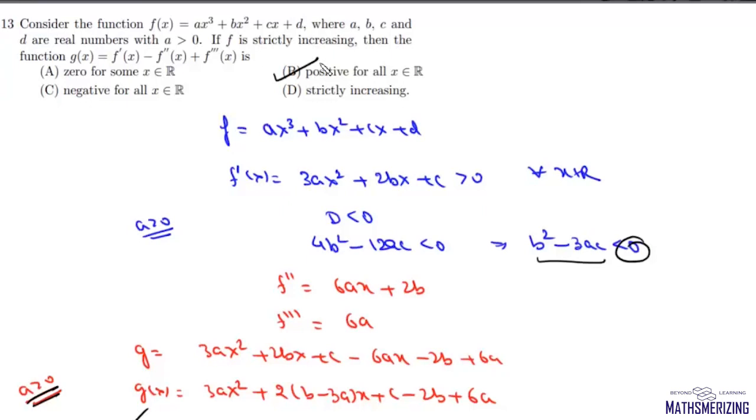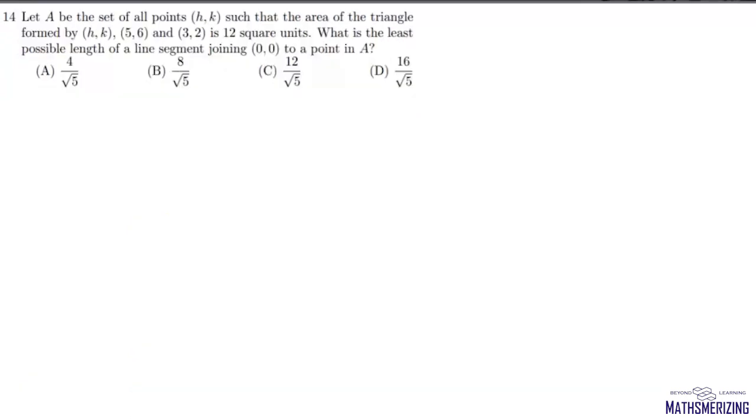and that's your option B. Now question number 14 is, let A be a set of all points such that the area of the triangle formed by (h, k), (5, 6), (3, 2) is 12, and what is the least possible length of a line segment joining the origin to a point in A. Now we know that the area of a triangle is given by 1 by 2 times the determinant of h, k, 1; 5, 6, 1; 3, 2, 1, and it should be equal to plus or minus 12.